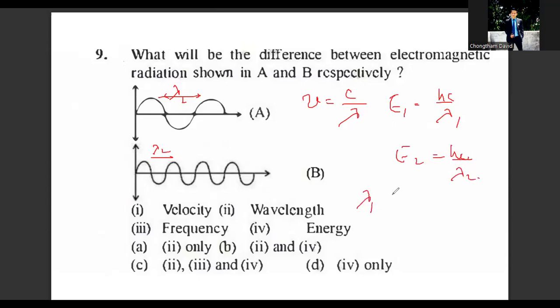But this lambda 1 is much greater than lambda 2 because of the larger distance. It is evident from the graph. So we can conclude that since it is an inversely proportional relationship, E1 cannot be greater than E2. It should be less than E2. So the answer for question number 9 would be: 2 is correct, wavelength, 3 is correct, and 4 is also correct. The difference cannot be the relationship for velocity. So C is the answer.